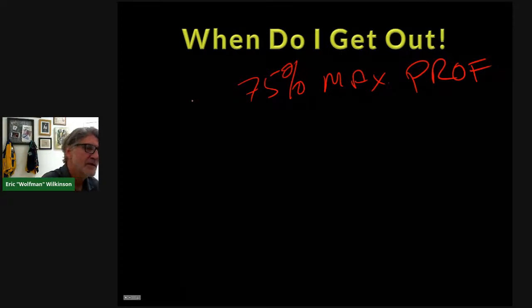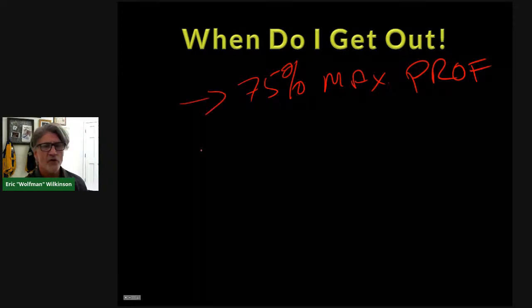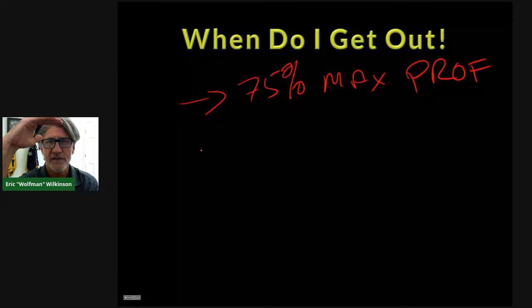Most times when you collect a credit, that's your max profit. Your max loss is the width of the spread, which in our case was $1. That's my max loss minus that credit. Because if you collect a credit, you always get to keep that, folks. If you collect a credit, you always get to keep it.